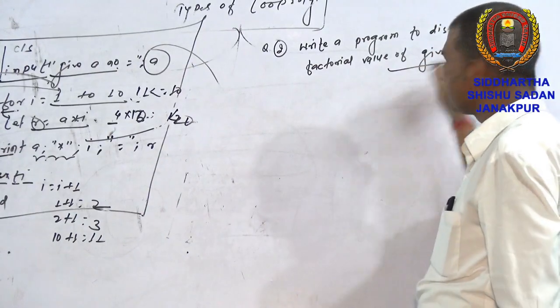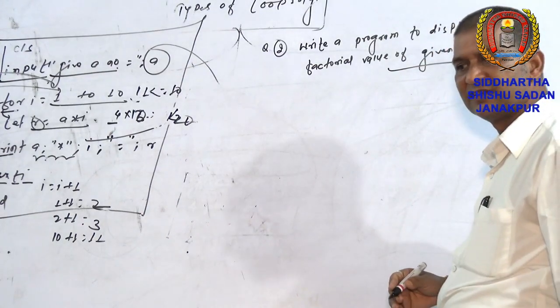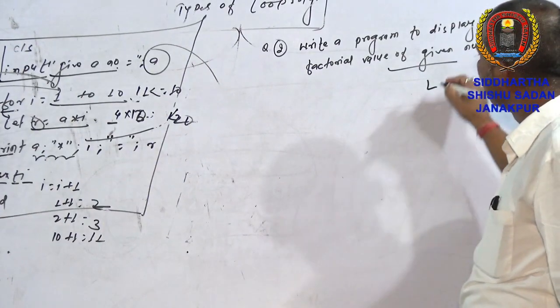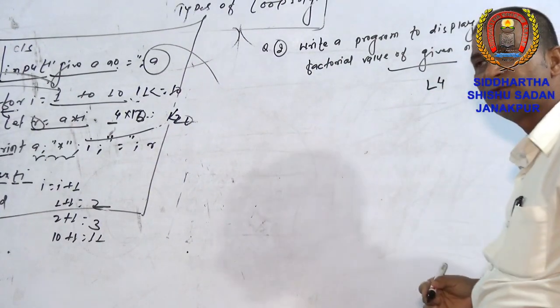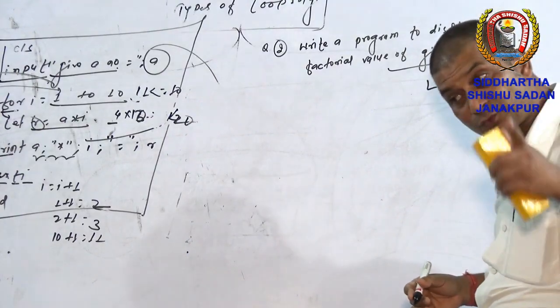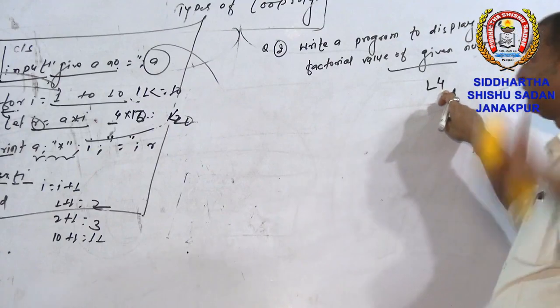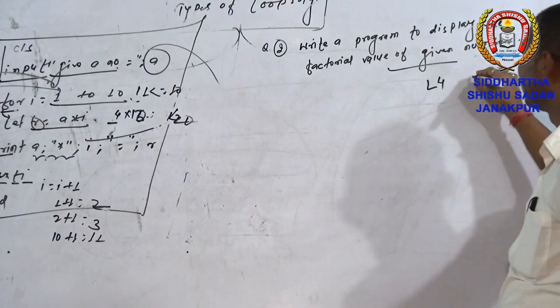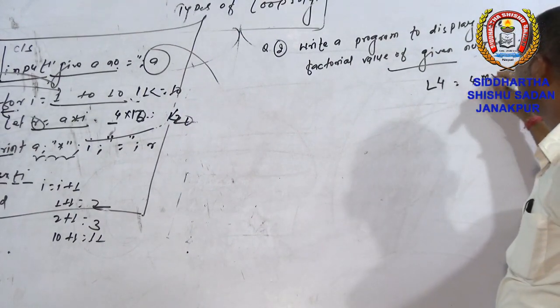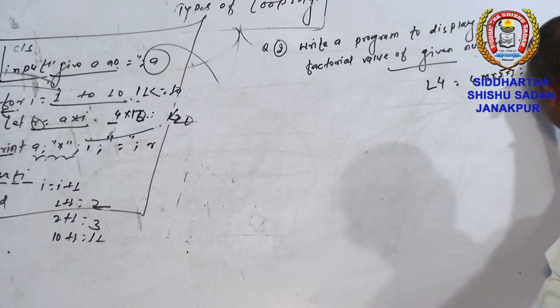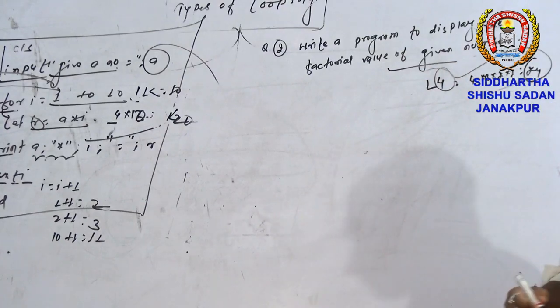Now, what is the concept of factorial? Student, it is the sign of factorial. Suppose you are going to calculate the factorial of 4. To calculate the factorial of 4, multiply 4 in descending order up to 1. That is 4 into 3 into 2 into 1 equals 24. So this 24 is the factorial value of 4.